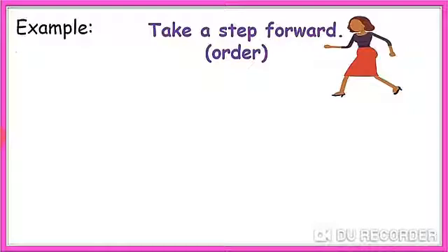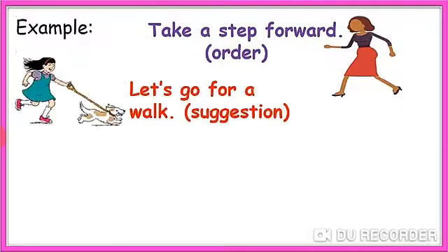Let's look at some examples for the imperative sentences. The first one, take a step forward. This is an order. Now, if you look at the statement very carefully, you find that the subject is missing, and instead the sentence begins with a verb, take. So, here the subject is implied, which we take to be you. So, the statement could have been read as, you take a step forward. But since in an imperative sentence, we do not add the subject, we begin the statement with a verb, take. Now the second example is, let's go for a walk.